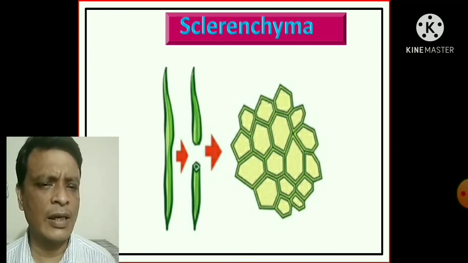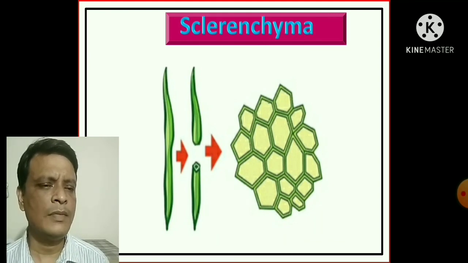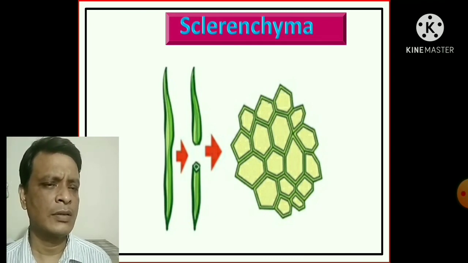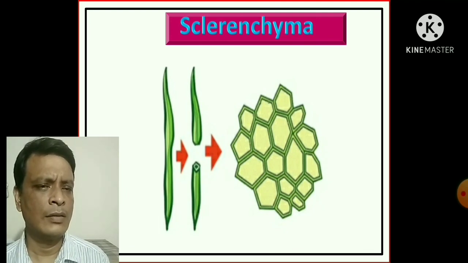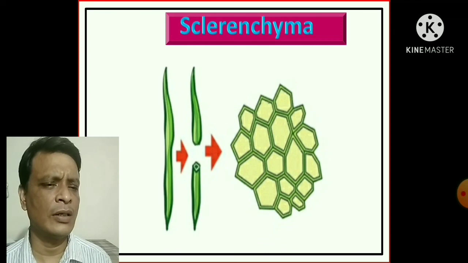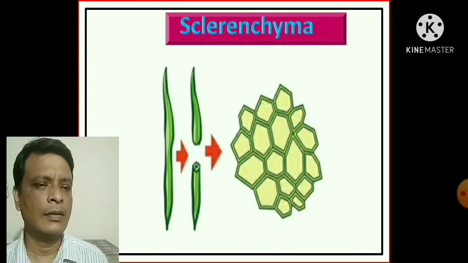Now the sclereid. Sclereid is another important type. This is the shortest, not elongated sclerenchyma cell, and this is a very hard cell, and it is also known as the stone cell. Okay, stone cell.